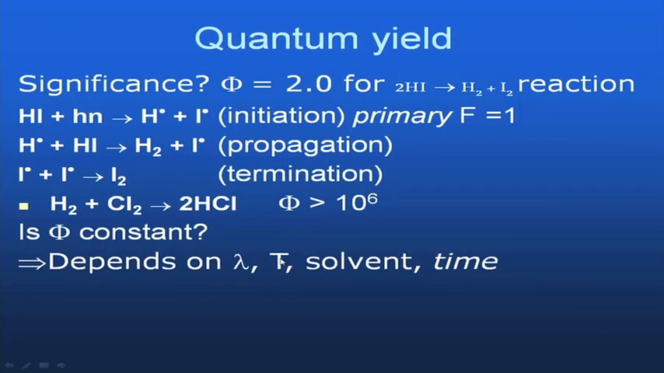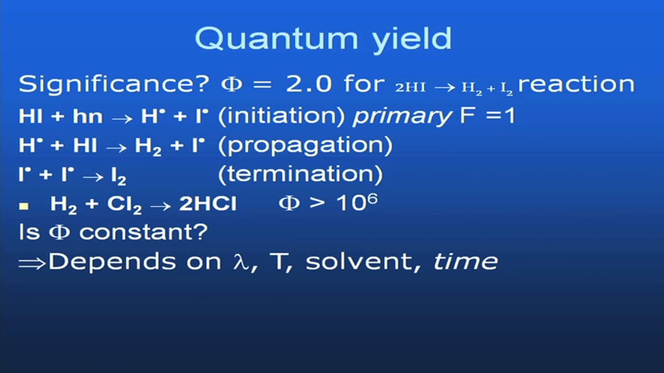Temperature is also an important factor, because if you increase the temperature, these elementary reactions are modified, and that will indeed affect your overall phi. Solvent is a very important parameter. If you take a polar solvent, the answer is different compared to a non-polar solvent. If you shine and then allow the reaction to go on for a long time, you will be getting more of phi.